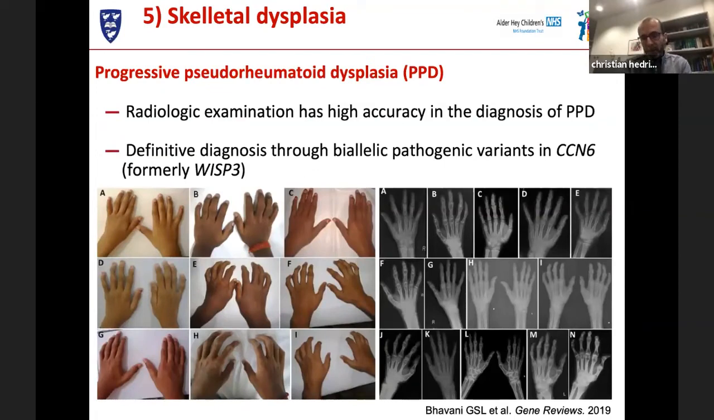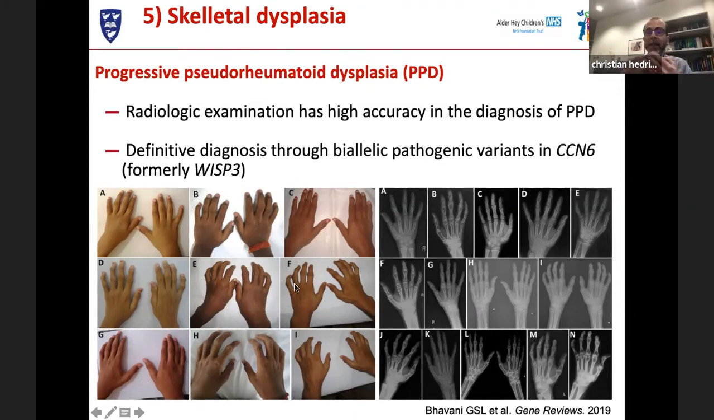Another differential diagnosis that you may come across in pediatric rheumatology is progressive pseudo-rheumatoid dysplasia, or PPD. It's a condition that gets worse over time. So these are all pictures from the same individual starting at 5 years of age, and the last picture I think was taken at 20 years of age. And this is this progressive contracture of finger joints that is associated with widening around finger joints.